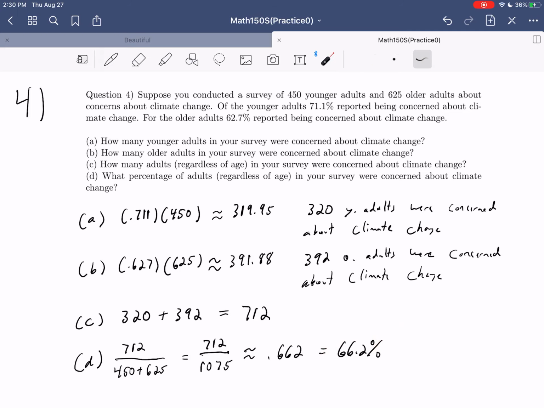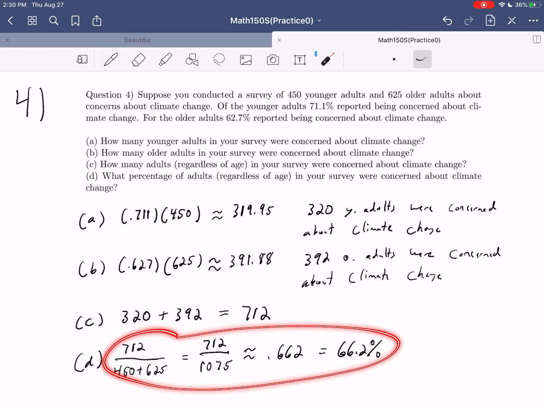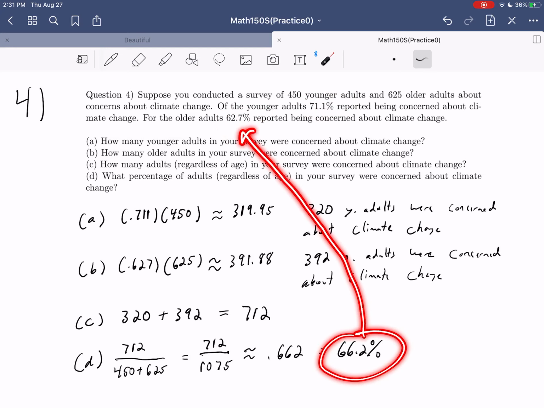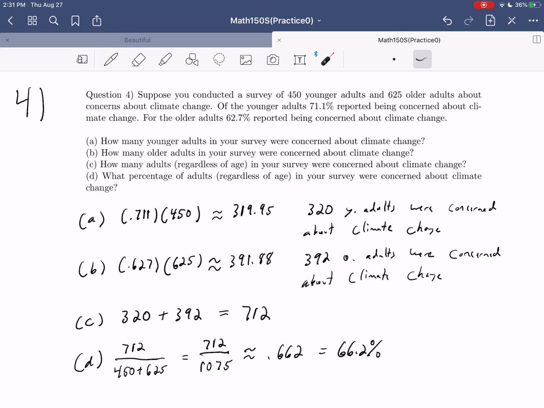about climate change. What you guys actually just have calculated here is something that's called a weighted percentage. Notice that this 66.2 lands directly in between the percentage of younger adults and the percentage of older adults. Another interesting fact is that this 66.2 is a little bit closer to 62.7 than it is to 71.1. It's not right in the middle. It actually is a little bit closer to 62.7.